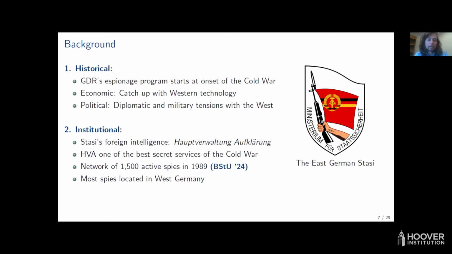And institutionally, the Secret Service's name is the Hauptverwaltung Aufklärung, and that's the Stasi's foreign intelligence. On the right, you have the logo of the Stasi. And this Secret Service is often considered one of the best secret services of the Cold War because of its particular position in East Germany with the great connections to West German and Western technology knowledge. And by 1989, there were around 1,500 active spies left. And most of these spies were located in West Germany, but also some in Europe and in the US.